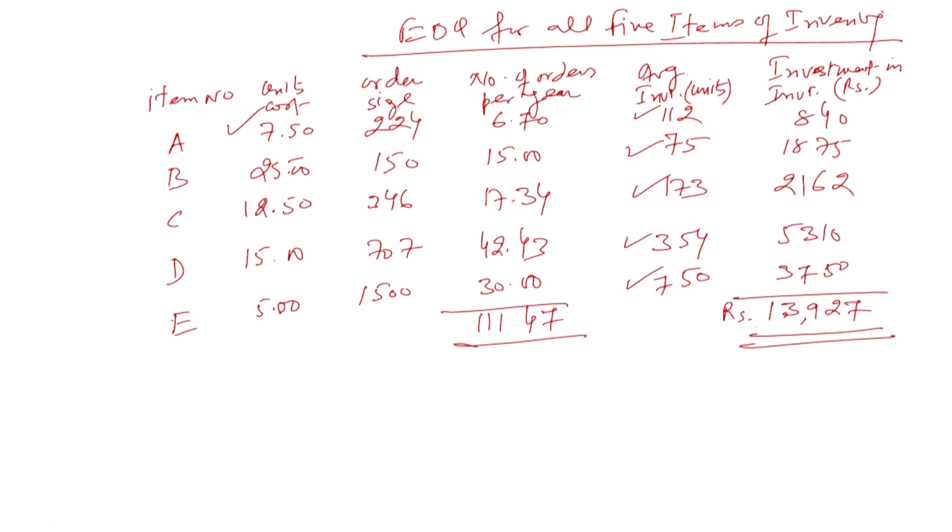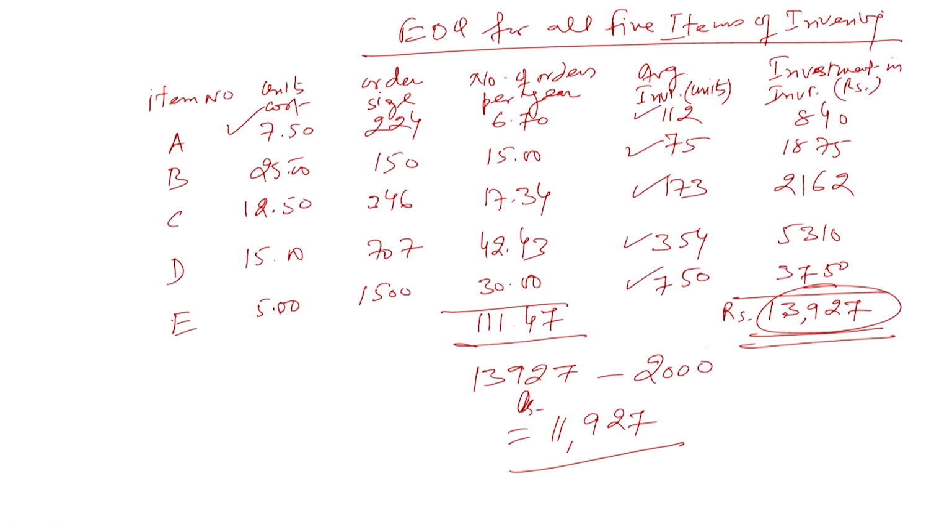Now this money will not be available to us. 13,927 in total will not be available to us. What will be available to us is 13,927 minus 2,000, because this is a restriction imposed by the bank. So now the amount available to us will be 11,927, right? 11,927 will be available to us now, because this much is going to be withdrawn by the bank.